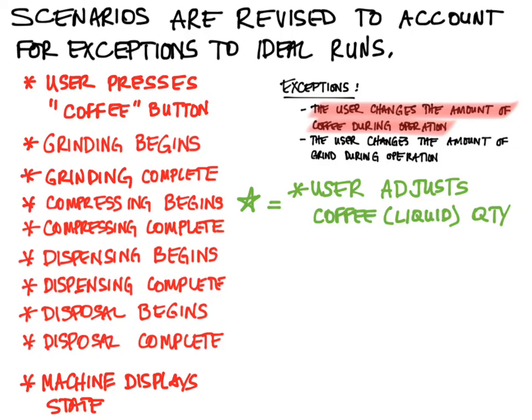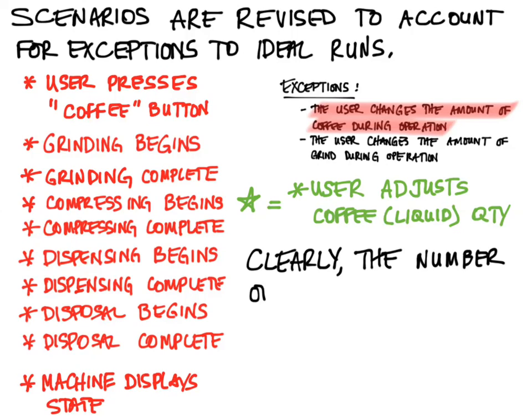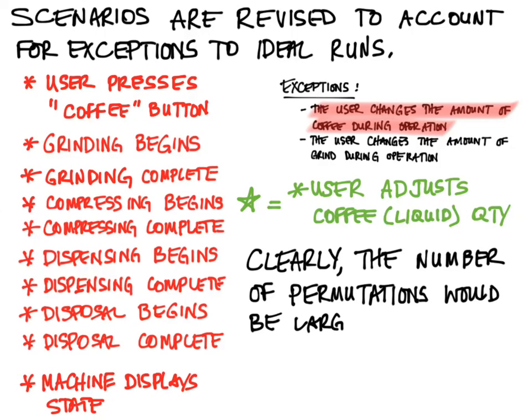So in this particular scenario, this event, the user adjusting the coffee quantity, could occur in lots of different places. So it could happen right after the user presses the coffee button, but before grinding begins. It could happen during grinding, after grinding, but before compression begins. Clearly, you could see that this event could occur anywhere in between all of these other events. And the number of permutations here would be large.